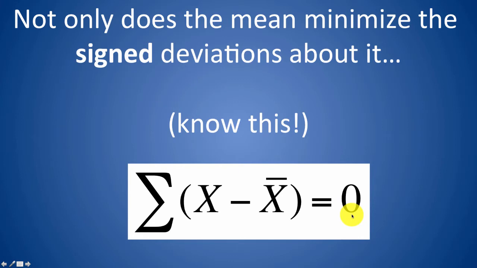Just come up with any 5 numbers you want, anything from 1,000,002,000 to -77. Add them up, divide by how many there are, and then go back and calculate the sum of the deviations about that mean, and you will get 0. This is an important thing to know, and it will come back up in the course.